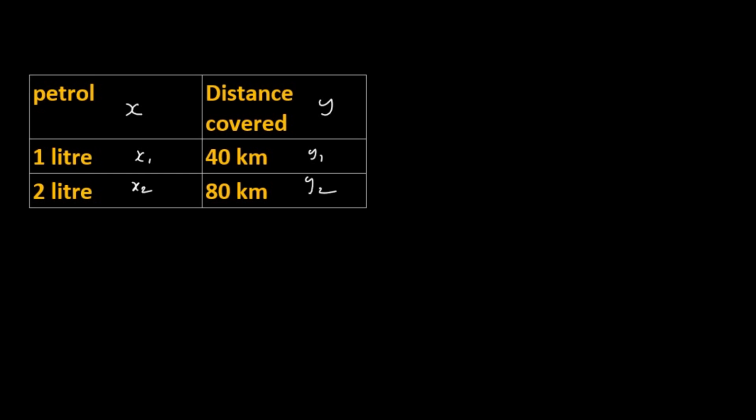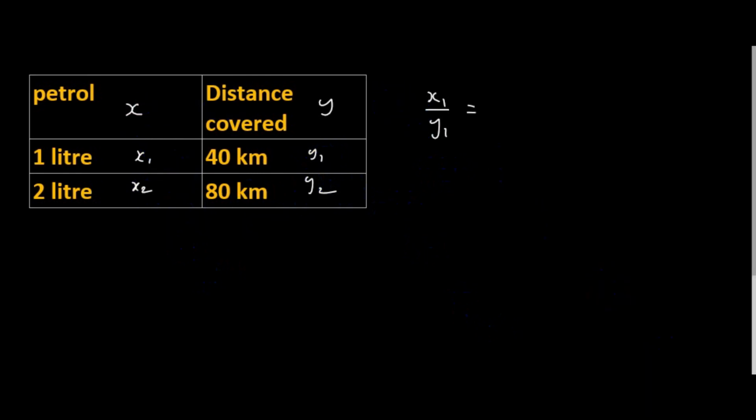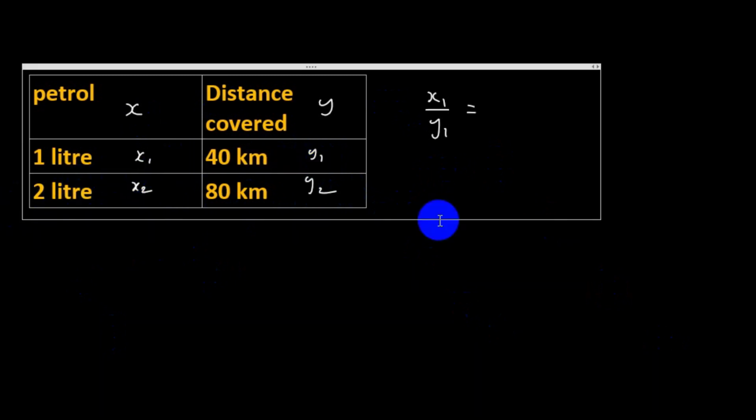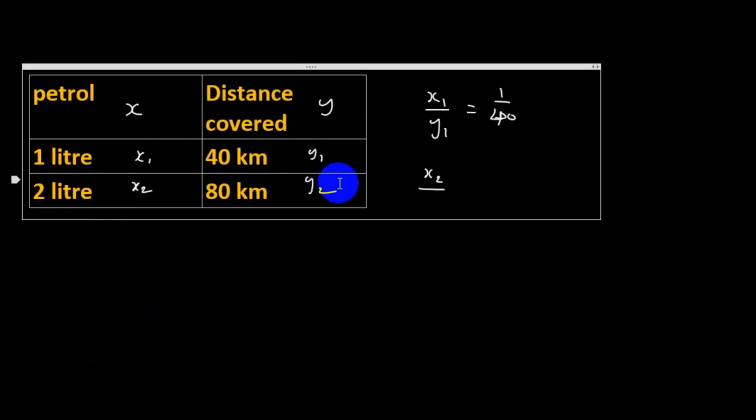What do we see? Here, if we divide it like this, X1 by Y1. Here we see that X1 is to X2 is equal to Y1 is to Y2. In short, X and Y are in proportion. In this context that we have already found. But here, X1 by Y1, we divide this one by this. X1 by Y1 means it is 1 by 40. 1 liter for 40 kilometers. It is 1 by 40. And so, what about X2, Y2? X2 divided by Y2.